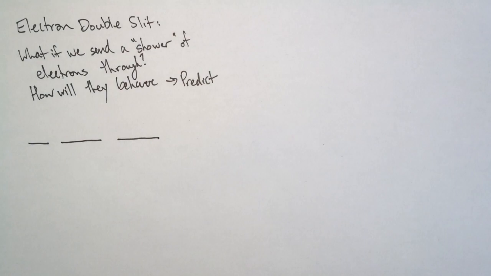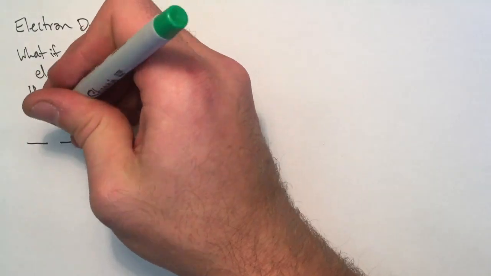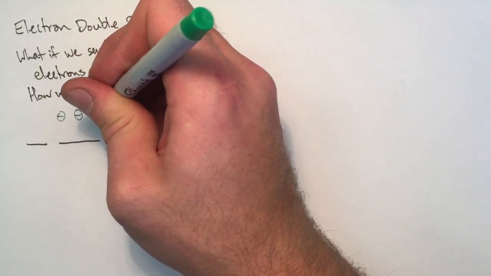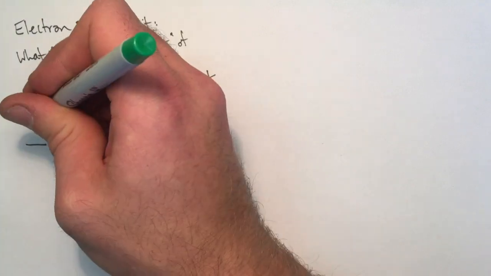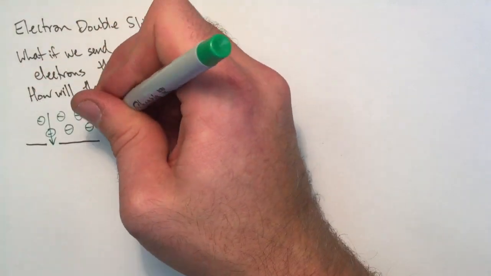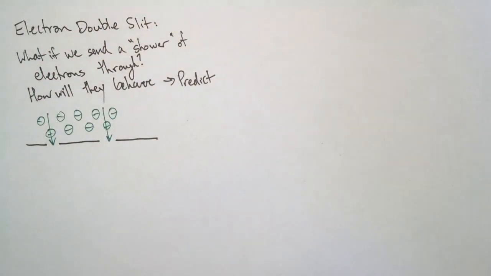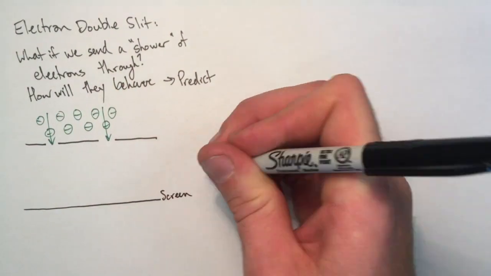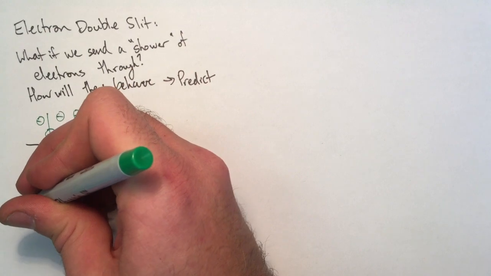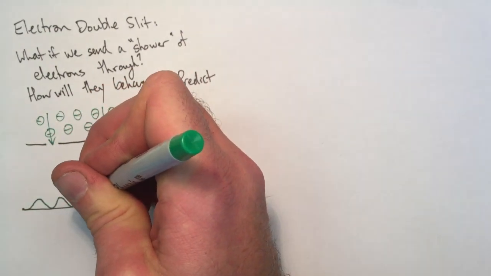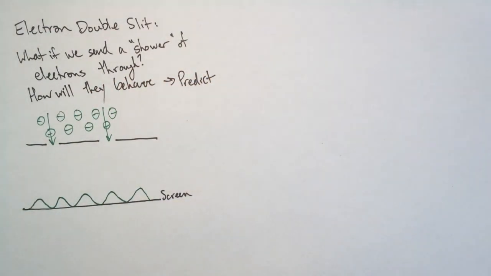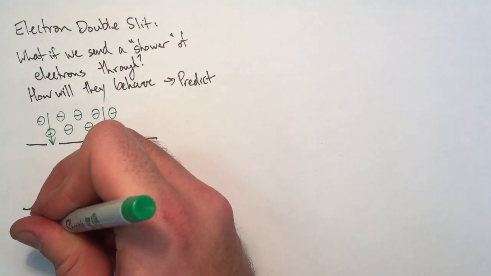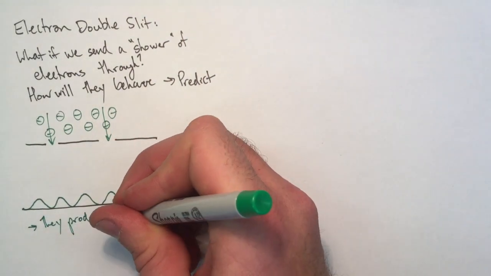So here we have our double slit. Electrons are lining up, we're ready to go through. When scientists did this, they put a whole shower through, so that means thousands and thousands of electrons all at the same time. Many of them bounced back, but a lot of them went through the slits. Here, the result they got were electrons were landing in piles, just like an interference pattern.